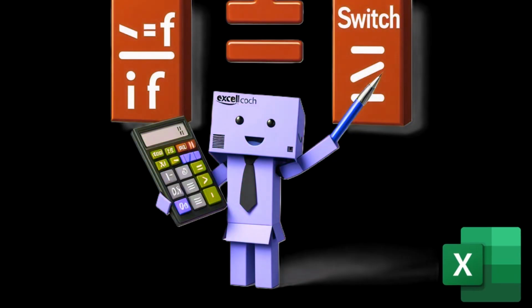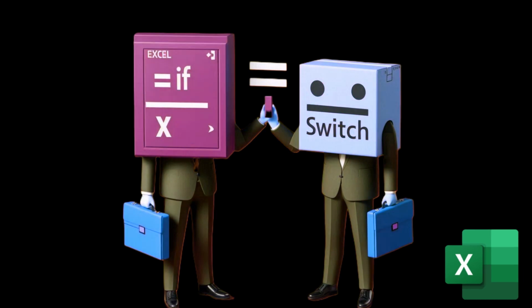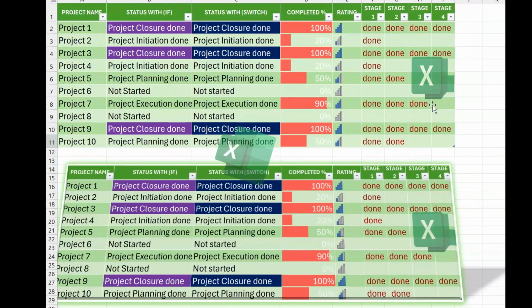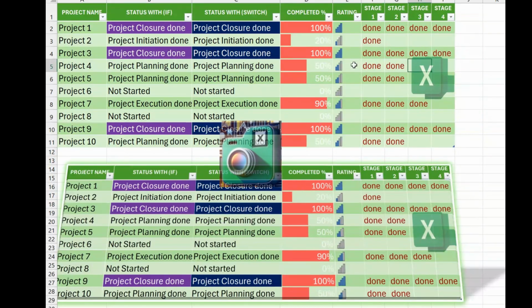Today, we will explore how to automatically update the status of our projects using the if and switch functions in Excel. We will also display the percentage progress of each project with conditional formulas and showcase ratings using icon sets in conditional formatting. Additionally, we'll demonstrate how to use the camera tool to take a snapshot of your data, which will automatically update as you make changes to the main data sheet.